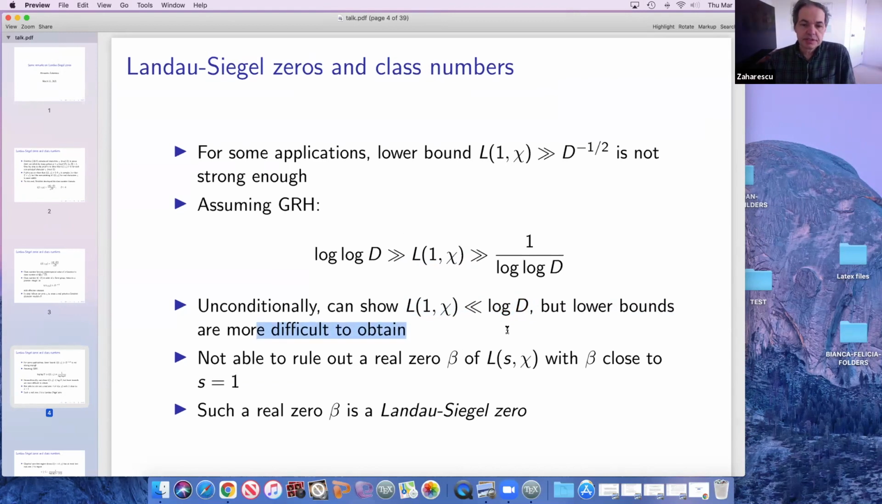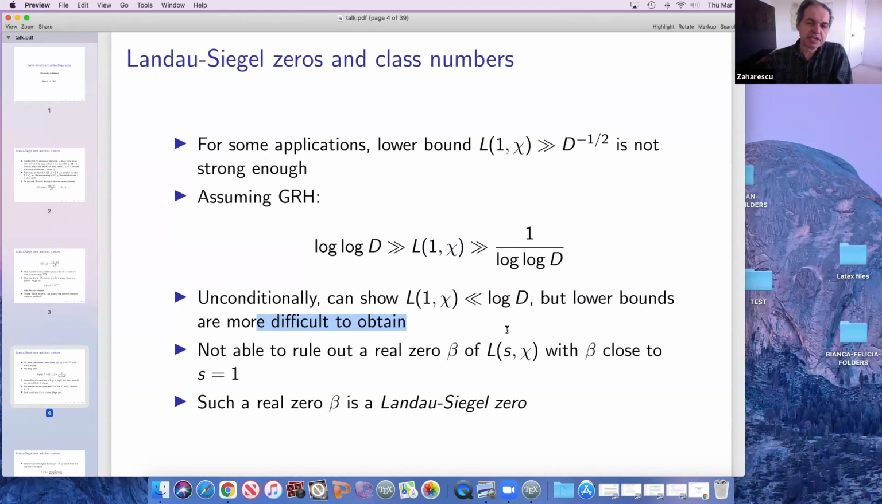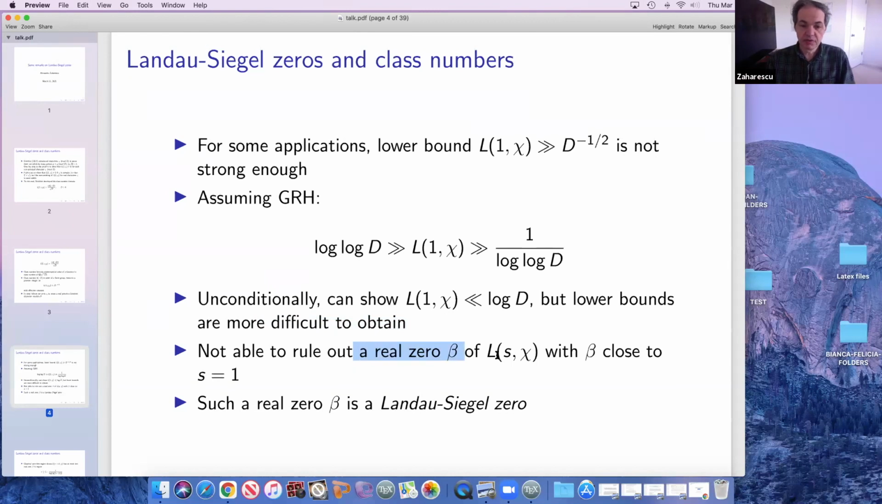And the main reason, or in some sense an equivalent reason, is that we don't know how to rule out the possibility of existence of a real zero, say β, of L(s, χ) with β close to s equals 1. And such a real zero was called the Siegel zero, and now, starting about 20 years ago, we call it the Landau-Siegel zero.